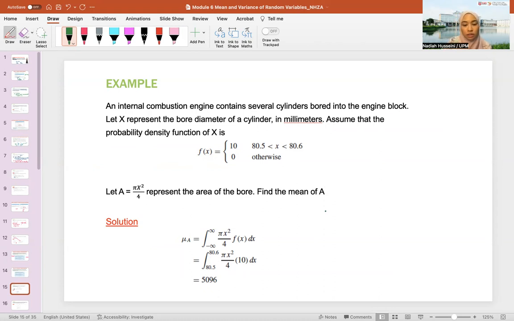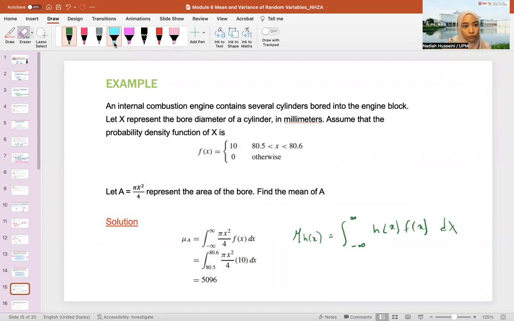So first of all, the equation is mu of h(x) equals the integration of h(x) times f(x). Sorry, it's f(x) because it is continuous. For the discrete case, it was h(x) p(x), and it was the summation over x. Okay, so this is the equation.